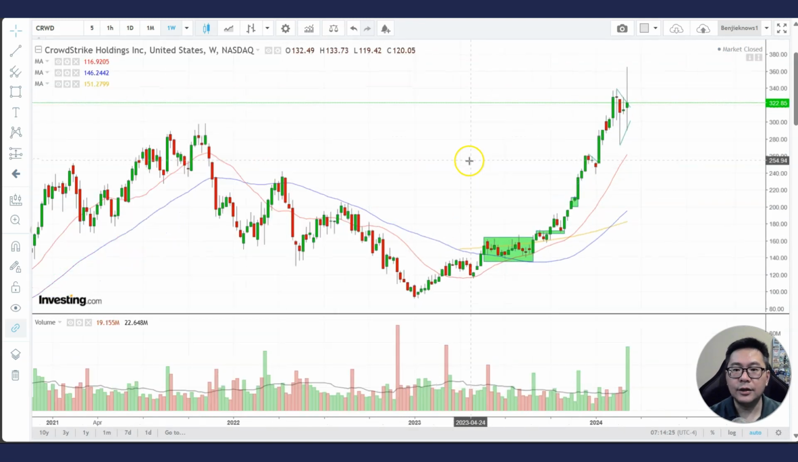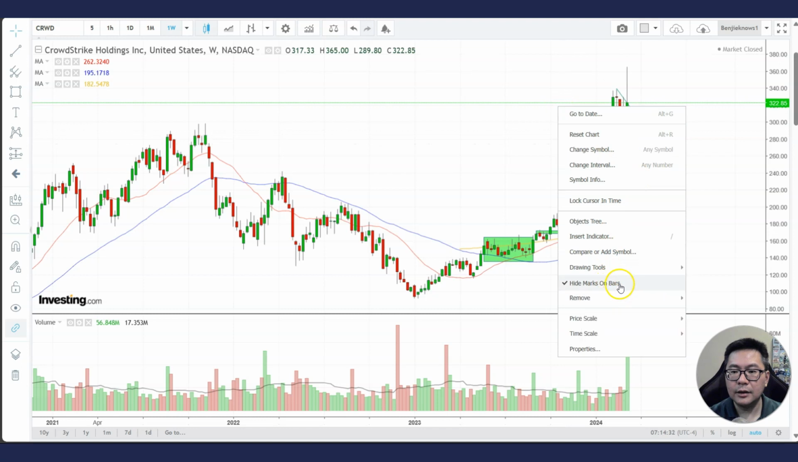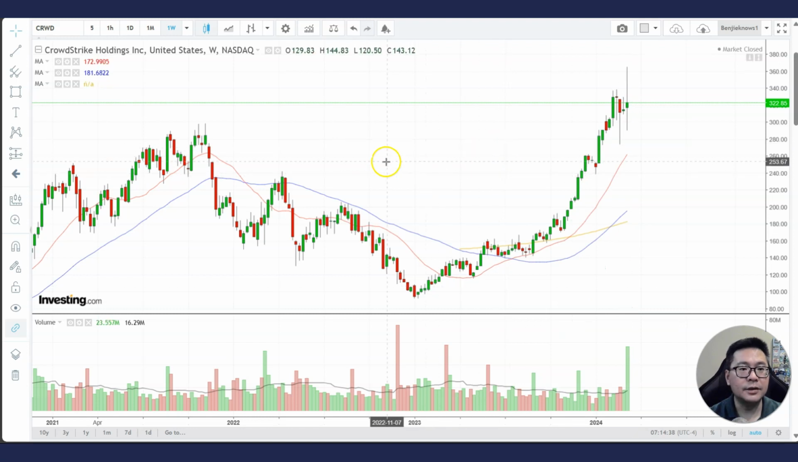My internet connection is a bit slow. Let me just remove the drawings. Remove all drawings. Okay, then you'll be able to see clearer.